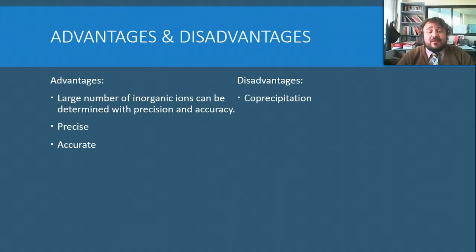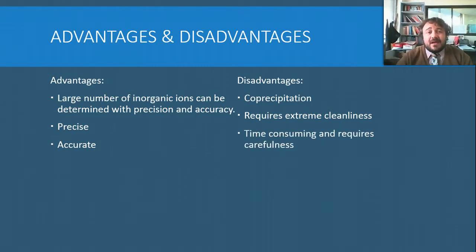Disadvantages: co-precipitation. If we're doing sulfate, there's always the risk of phosphates being co-precipitated out, and that can throw off our answers, so we've got to be a bit more careful. It requires extreme cleanliness. The glassware needs to be perfect. It takes a long time, and it requires carefulness. So we're actually going to look at AAS, which is not as accurate. It's not as ideal, but it is much quicker.